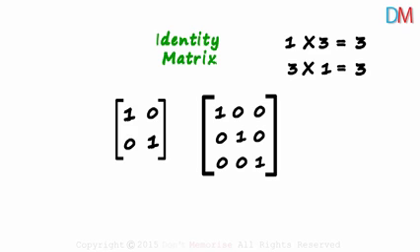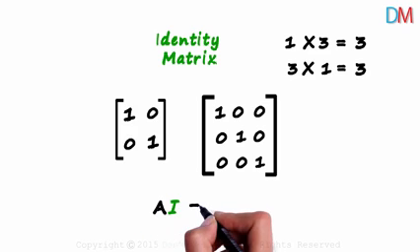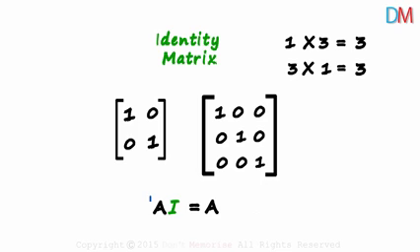Let's say we have a square matrix A. Matrix A multiplied by I will give us matrix A. Some matrix multiplied by I will give us that same matrix. Wait, we also know that matrices are non-commutative. A times I gives us A, but does I times A also give us A? Yes, I times A will also give us A.